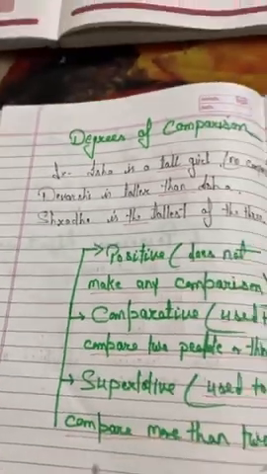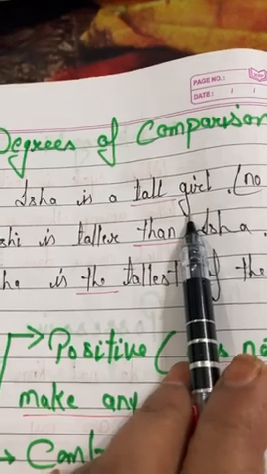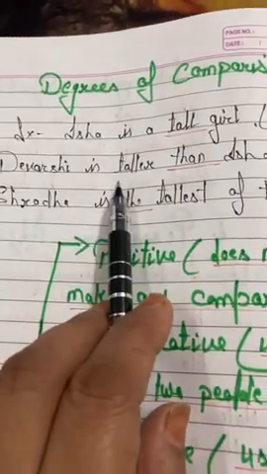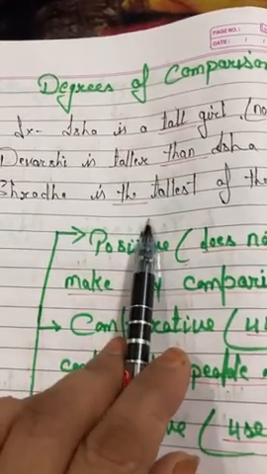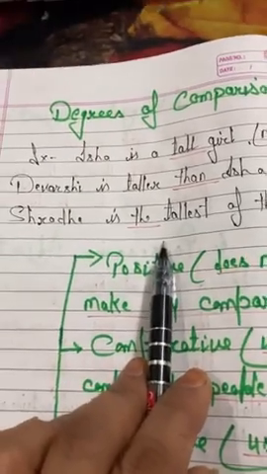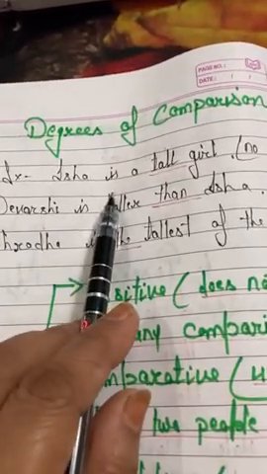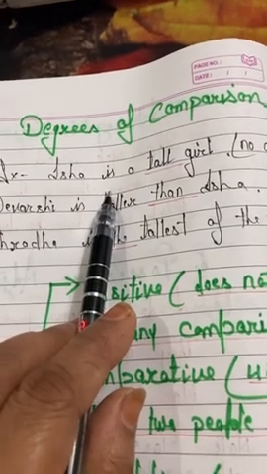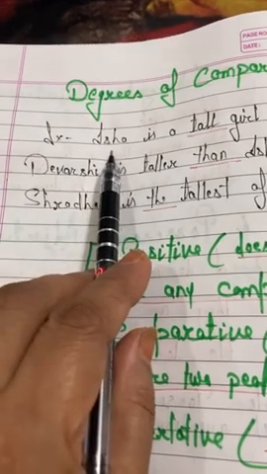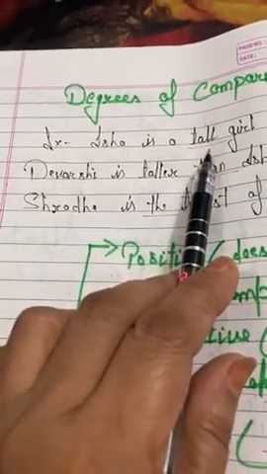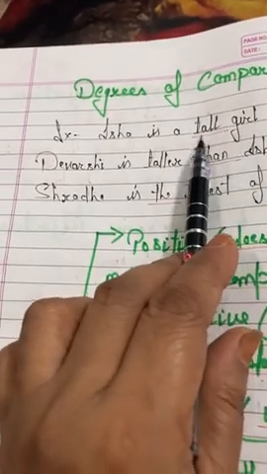For example, just have a look. Isha is a tall girl. Devarshi is taller than Isha. Shraddha is the tallest of the three. Now, in these three sentences, as you can see, Isha's quality tall is not compared with anyone. That means here we found no comparison.